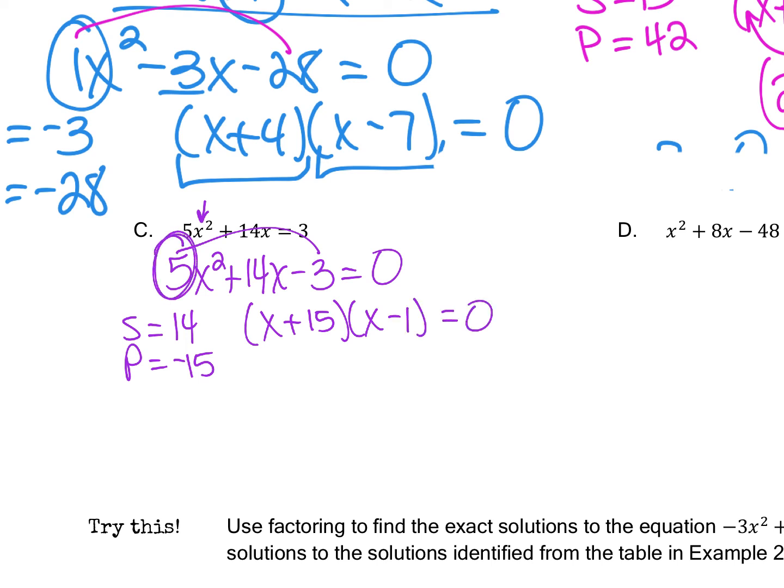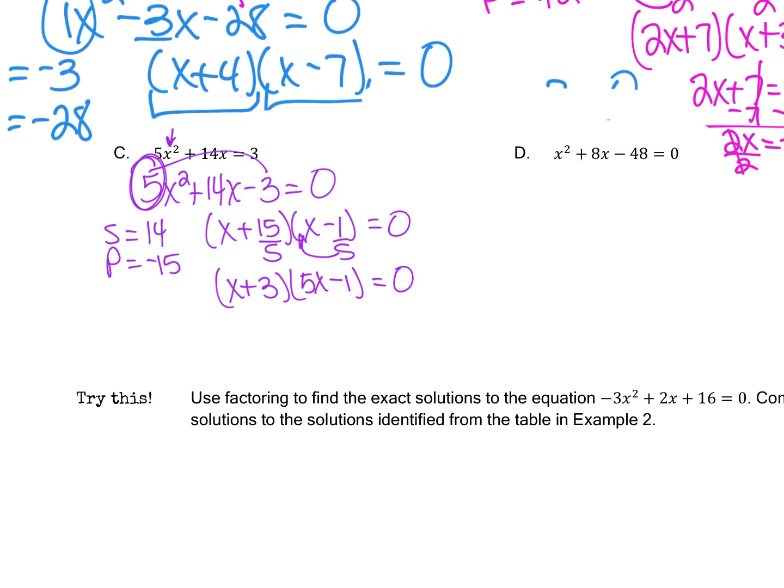Notice in front is a 5, so I'm not finished. I need to divide it. So that's x plus 3. Swing the 5 in front to make 5x minus 1. A lot of students stop here. You are trying to solve it. You need to know what x equals, so you have to go another step and set each factor equal to 0.